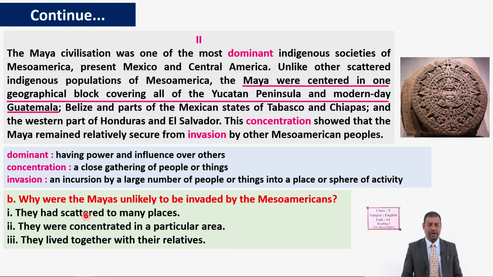So you can find, why were the Mayas unlikely to be invaded by the Mesoamericans? Here centered means being together, okay, to be more powerful. So what can be the answer? They had scattered to many places. They were concentrated in a particular area. They lived together with their relatives. So what can be the correct answer here? Okay, dear students, the right answer is they were concentrated in a particular area. Have you got it? Well done.